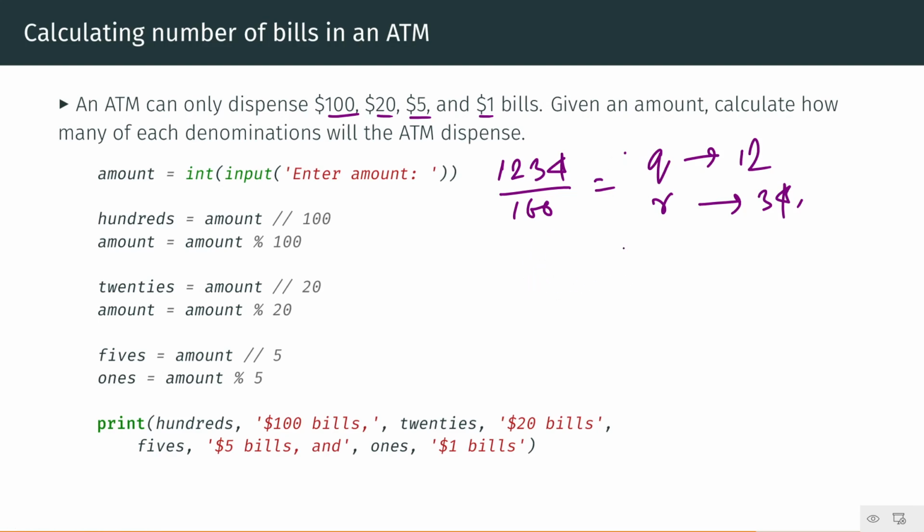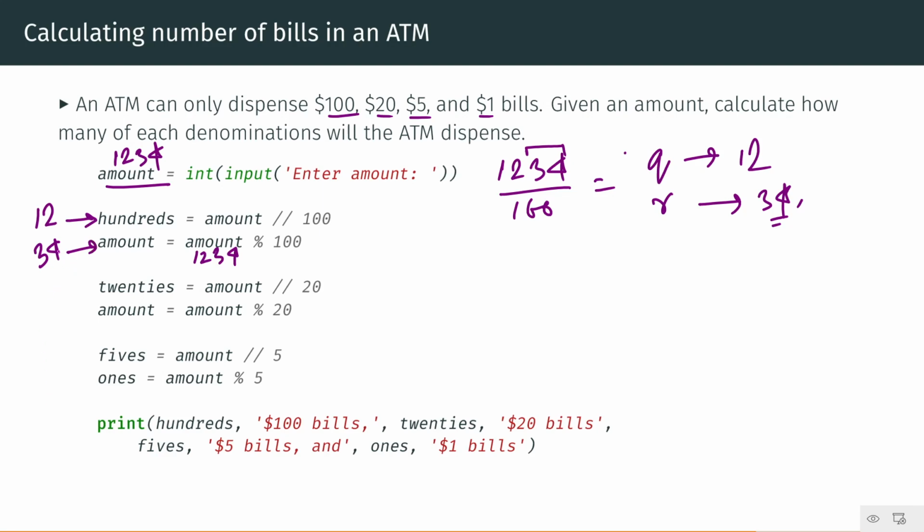So we have hundreds equals amount divided by 100, which is the quotient. So hundreds is 12. So we have 12 $100 bills, and the remaining amount is 34. So we update the amount. Amount was initially 1234. Now the new value of amount is the old value of amount, 1234, modulo 100, which is the remainder of the division of 1234 and 100. And that is 34. So the new value of amount is 34.